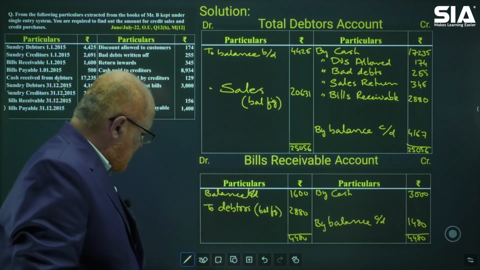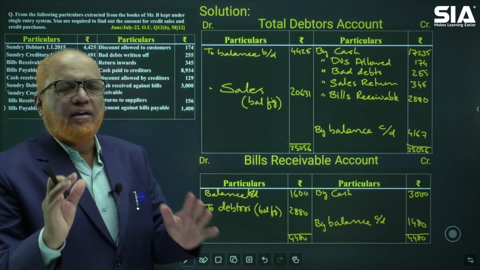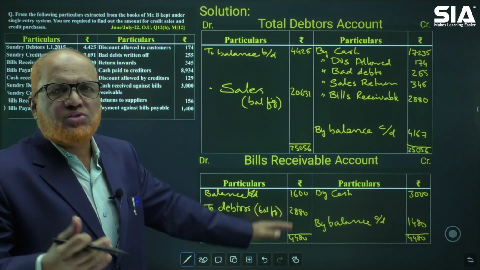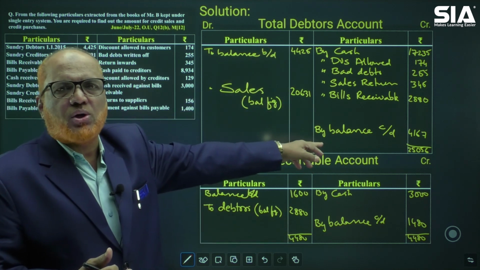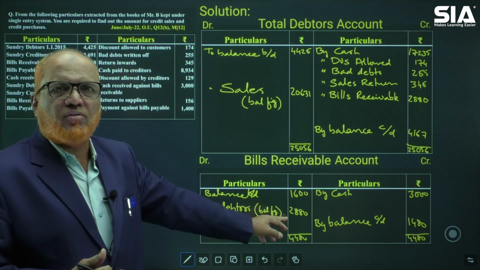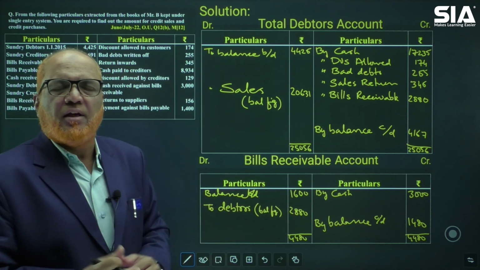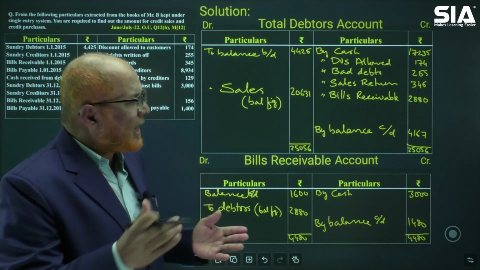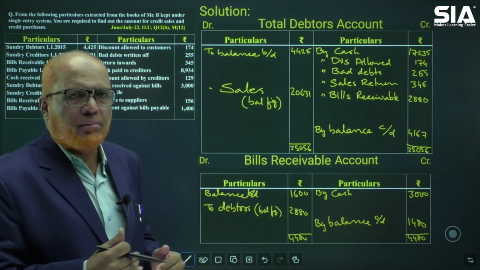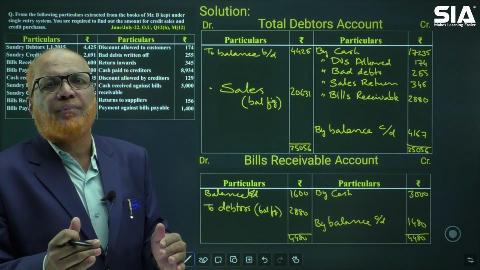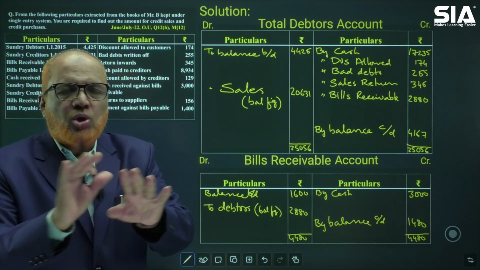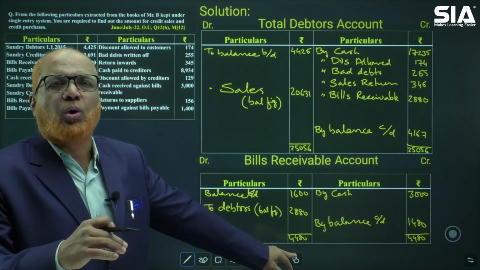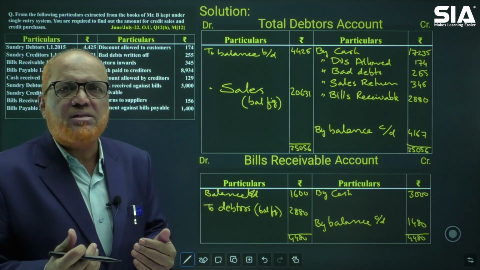That's all. So what we have done here, to find out the sales, we have prepared the total debtors account and total creditors account. How to find out the sales? First of all, we took the opening and closing balances of debtors and the opening and closing balances of bills receivable. Remaining items, whatever is given, like cash received from debtors, discount allowed to debtors, bad debt, sales return, bills receivable received. This bills receivable received from debtors is not given in the problem.